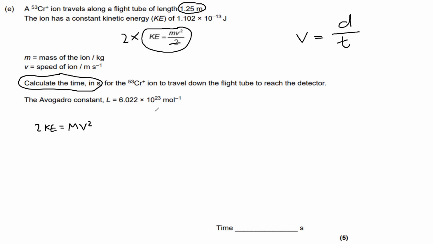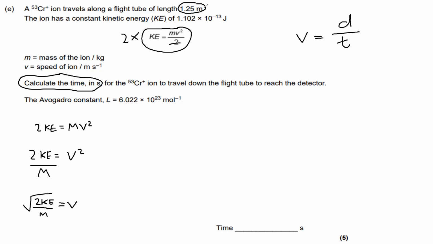the next step after we've done that is to divide both sides by m. And that gets rid of the m on the right. And then finally, we need to square root both sides to get rid of the square on the v. And there we go. We've got the velocity. So we need to work this out now.